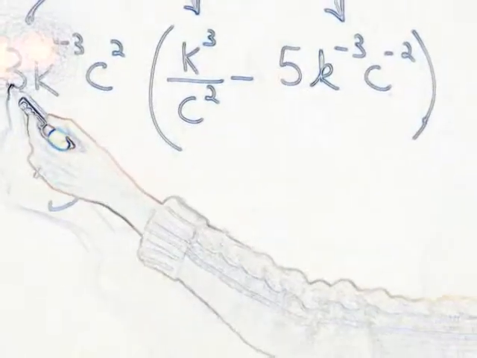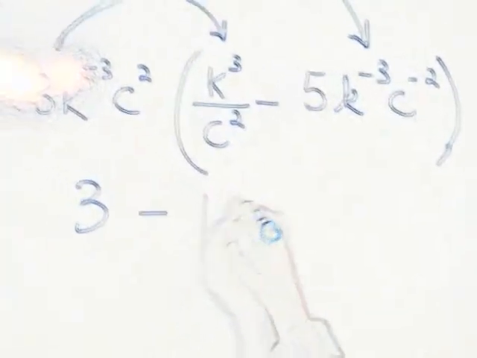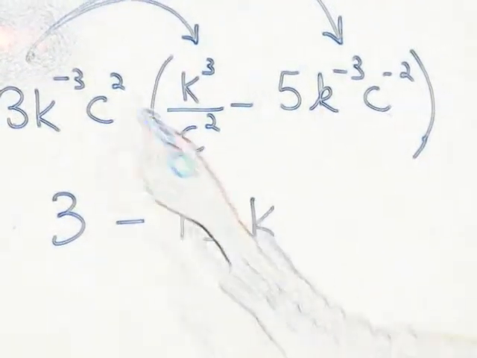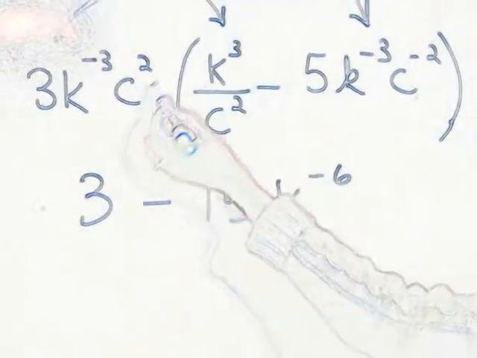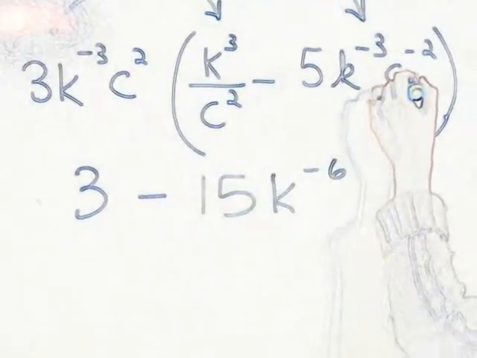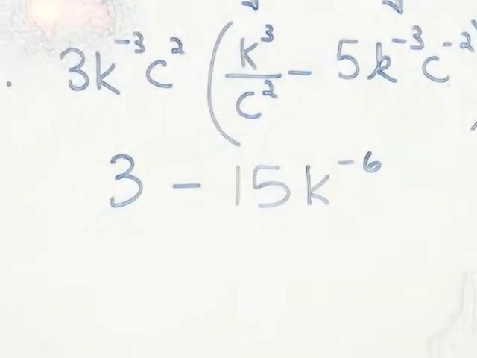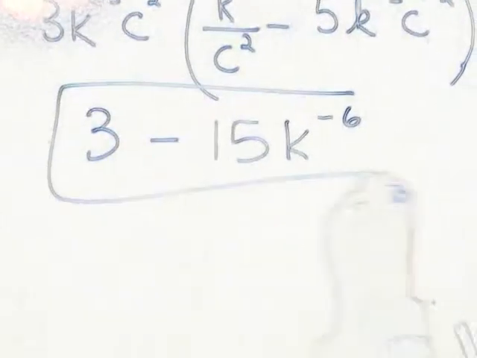Let's move on to the next one. We take the number times the number. 3 times 5, it's negative, is negative 15. Add our exponents. K minus 3 plus minus 3 is minus 6. C squared times c to the negative 2. We're going to add our exponents, which would be 0. C to the 0 is 1, so we don't write anything. So this is the final answer.